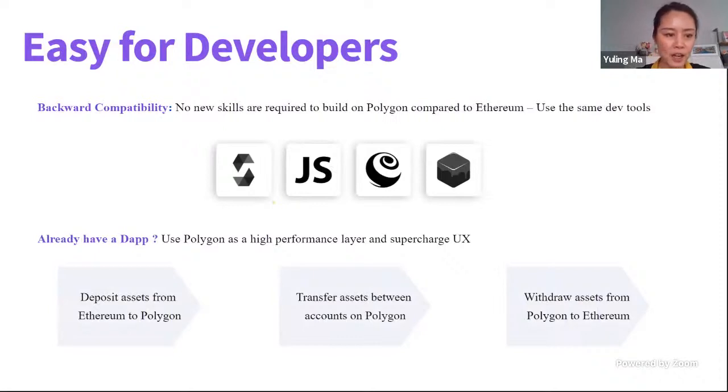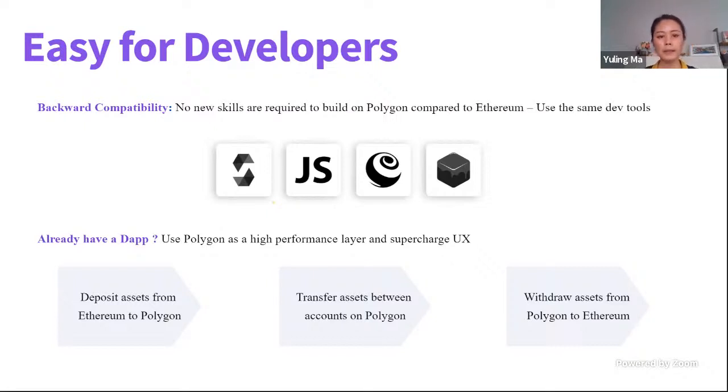So then that's what we just talked about, why it's easy for developers. There's no new skills required to build on Polygon compared to Ethereum in terms of the dev tools, the smart contract programming languages, and the wallets and stuff. So then we will go over that in a bit as well, right?